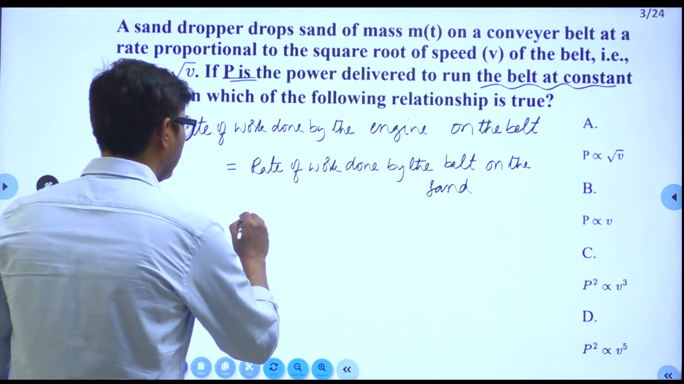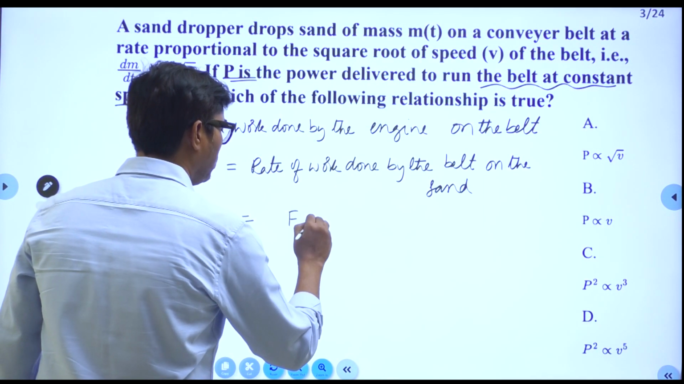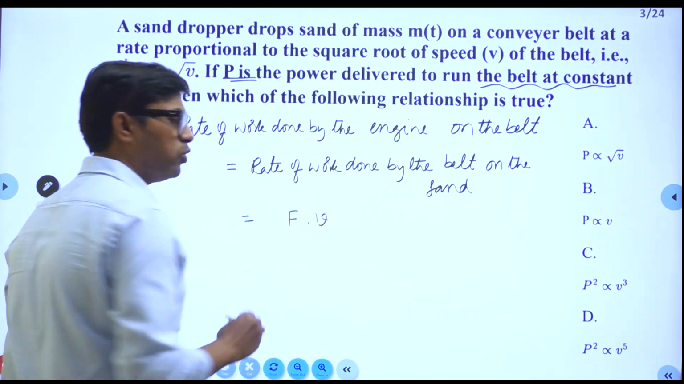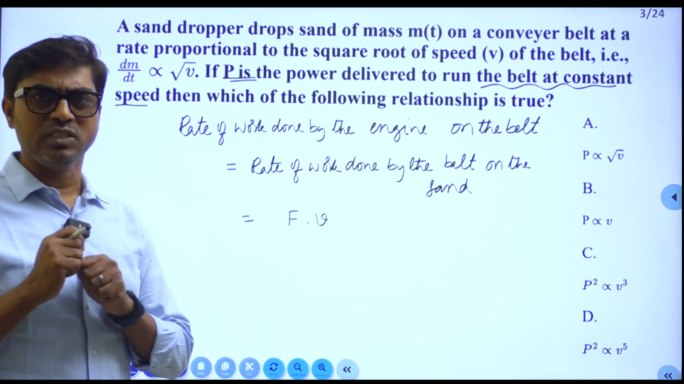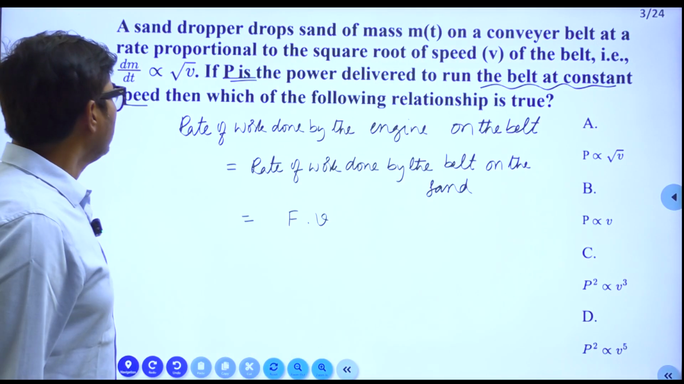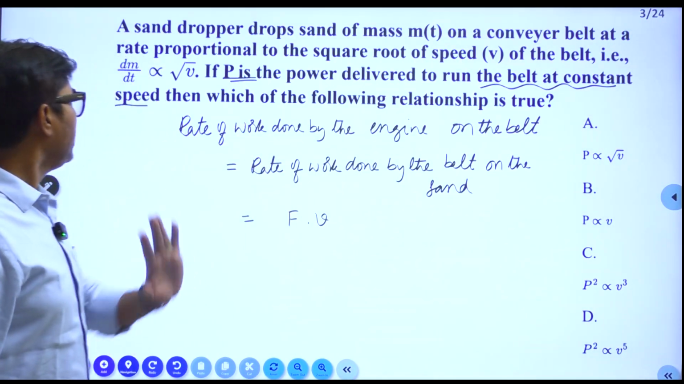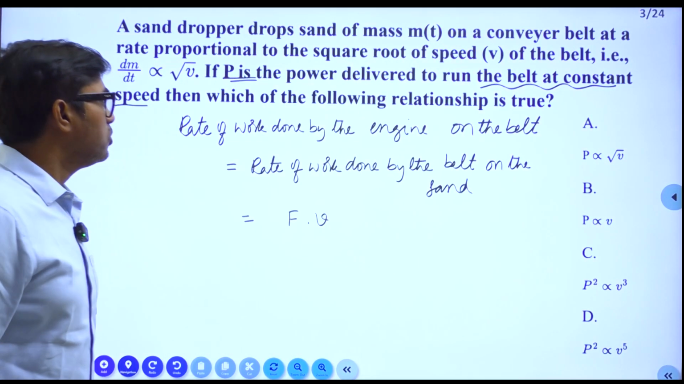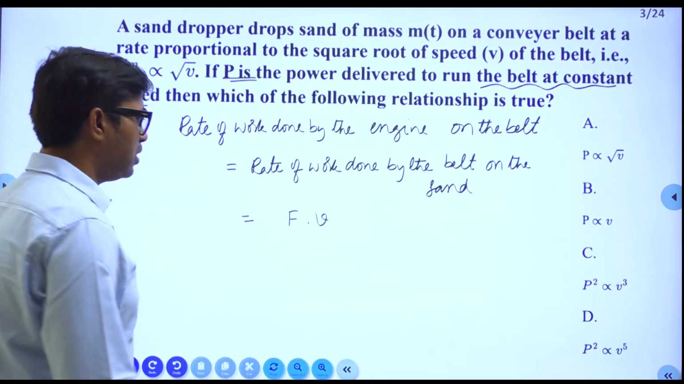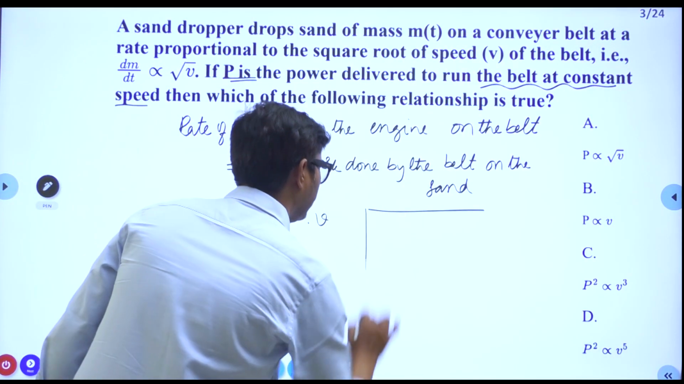And what is the rate of work done? F bar dot V bar, alright? F into velocity. Here the force between the sand and the belt is basically frictional force, which is dragging it along. So anyway, velocity we have it, alright, but we need to find the force, that is going to be the power there. So how do I find force? For that I'll use kinematics idea.